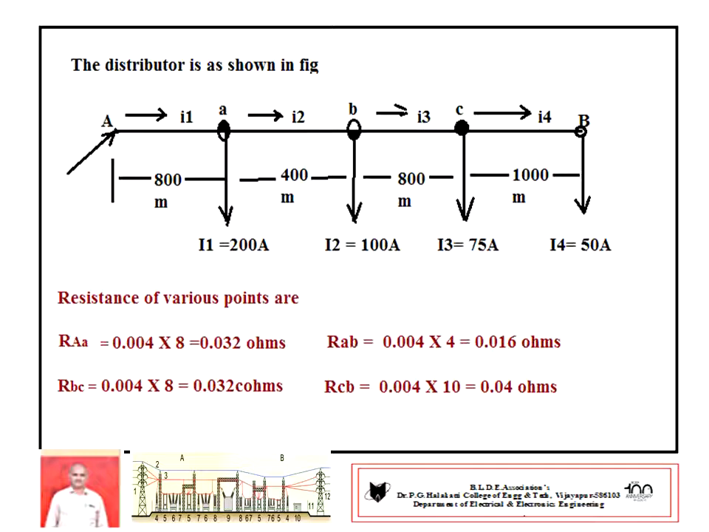In a similar fashion, the third section, RBC, resistance from B to C. Again the distance is 800 meters, so the resistance is 0.04 per 100 meters into 800, simply a multiplication by 8, and you get 0.32 ohms. Similarly, for RCB, we get 0.4 ohms.